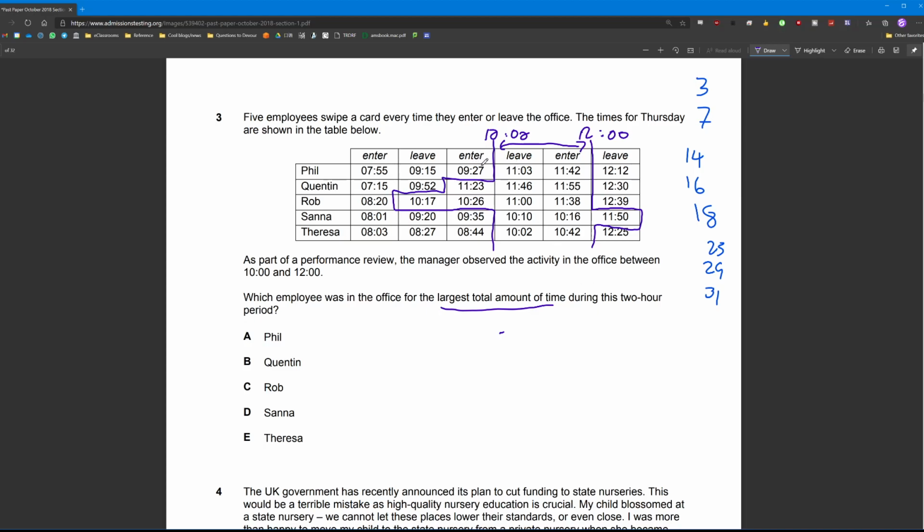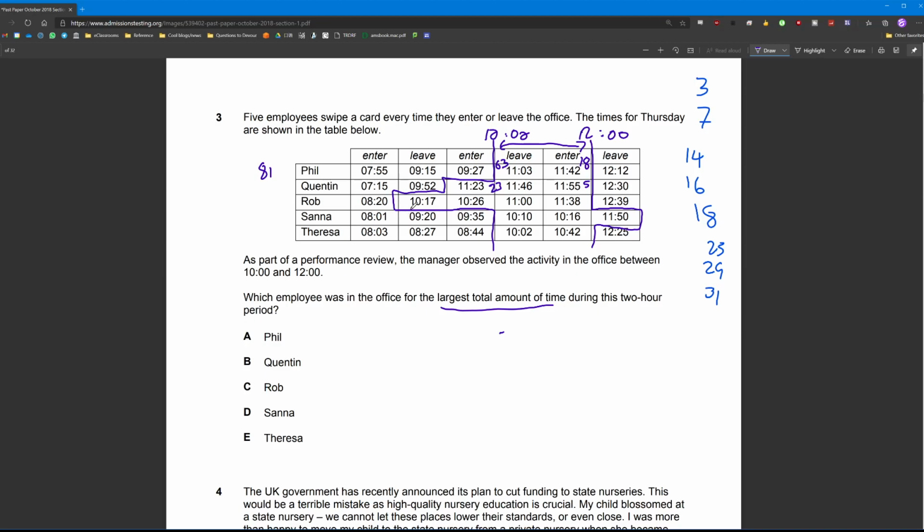So if you have enter, the people are already in office here, so they leave 63 minutes after, and then they enter 18 minutes before 12. So this employee has 63 plus 18 is 81 minutes. Then they leave at 9:52. They enter at 11:23 and leave at 11:46, so that's 23 minutes. And then they enter at 11:55, and so that's 5 minutes until 12. 23 plus 5, well, that's obviously less than 81. I'm not going to calculate it because it's so obviously less than 81.